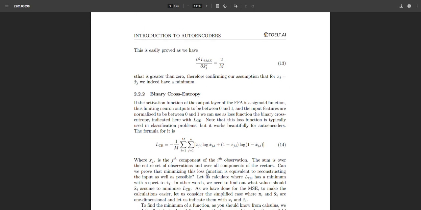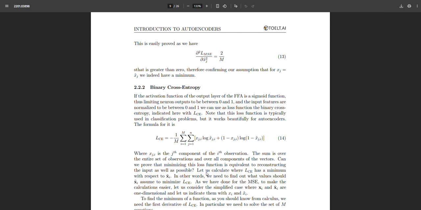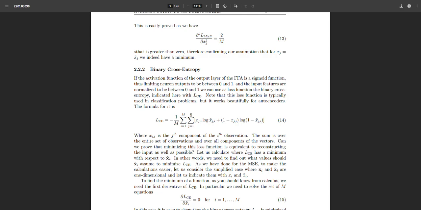The second loss function we frequently encounter is binary cross entropy loss. This is an appropriate choice when two key requirements are met. The first, the input features xi are normalized to be between 0 and 1. And the second, the activation function of the output layer is a sigmoid function, which also limits the network's output to be between 0 and 1. While binary cross entropy is used in classification problems, it works beautifully for autoencoders that deal with normalized binary-like data.